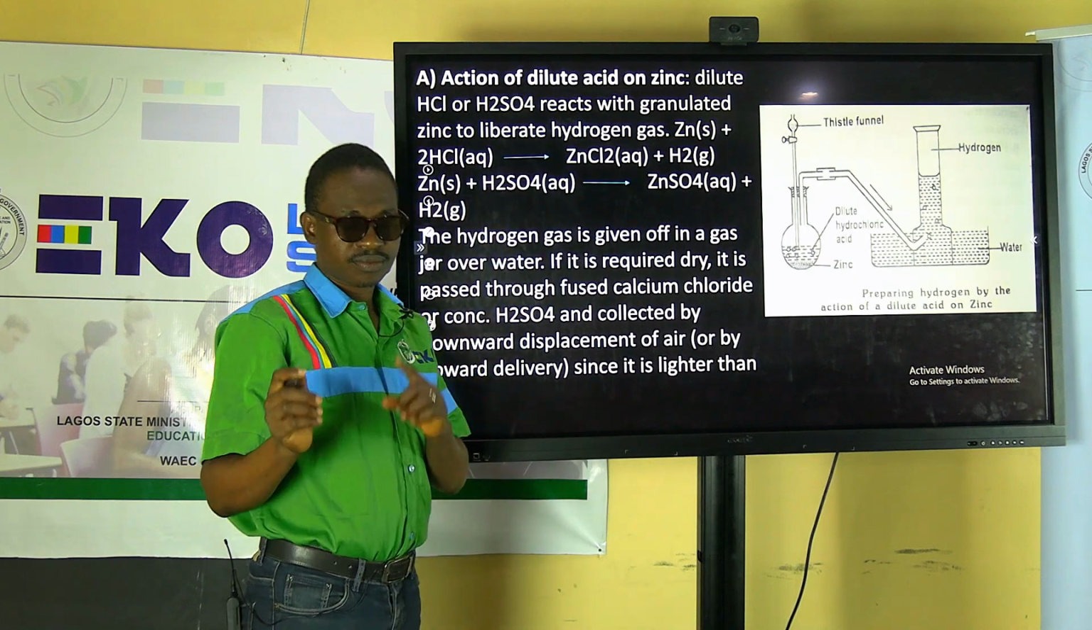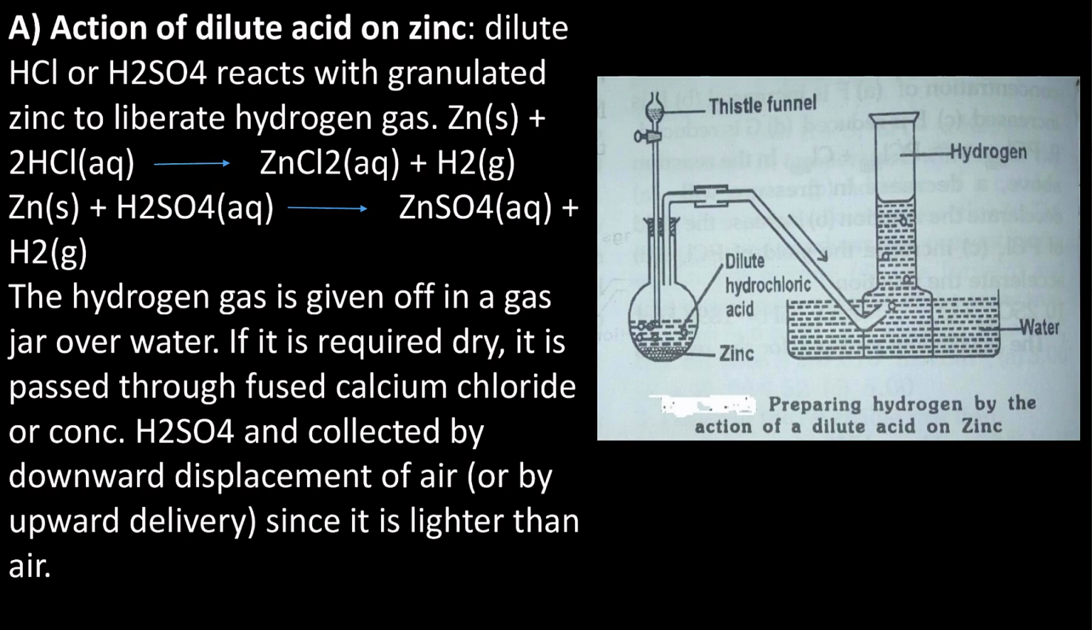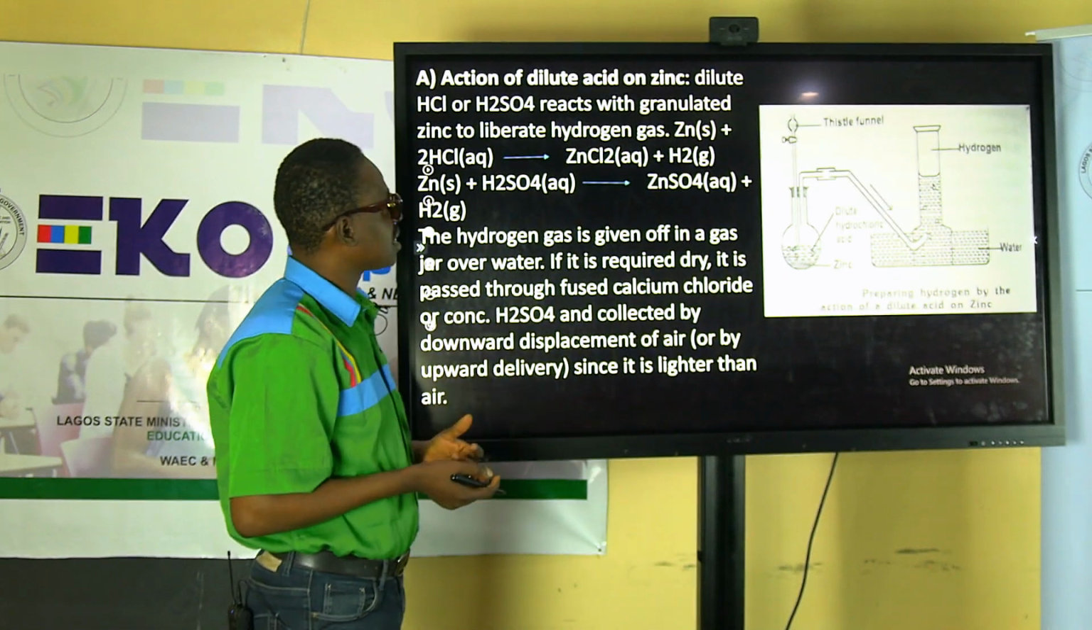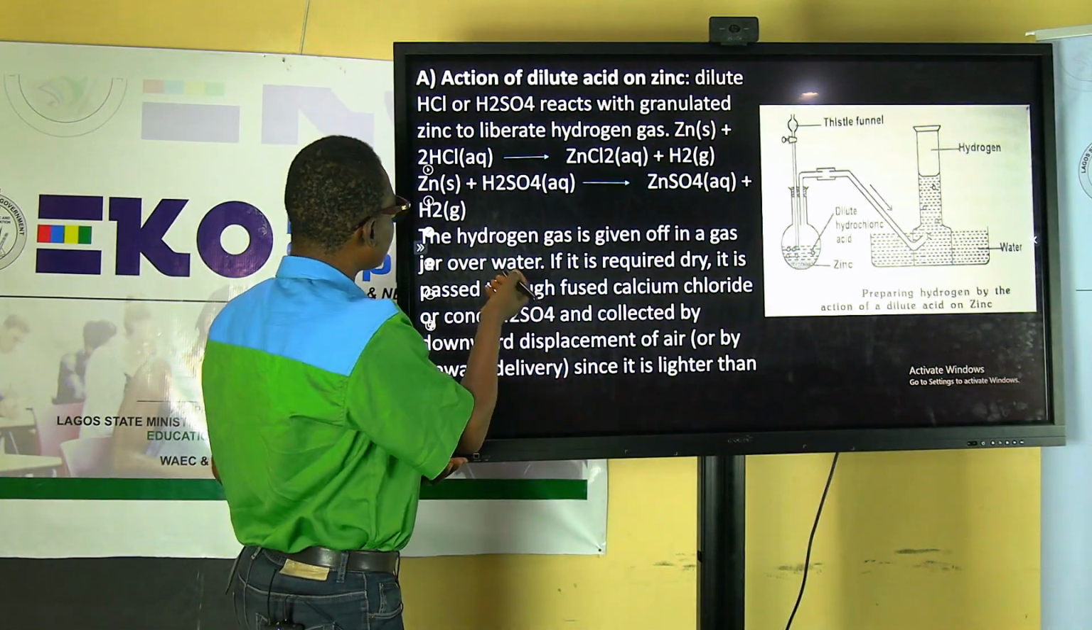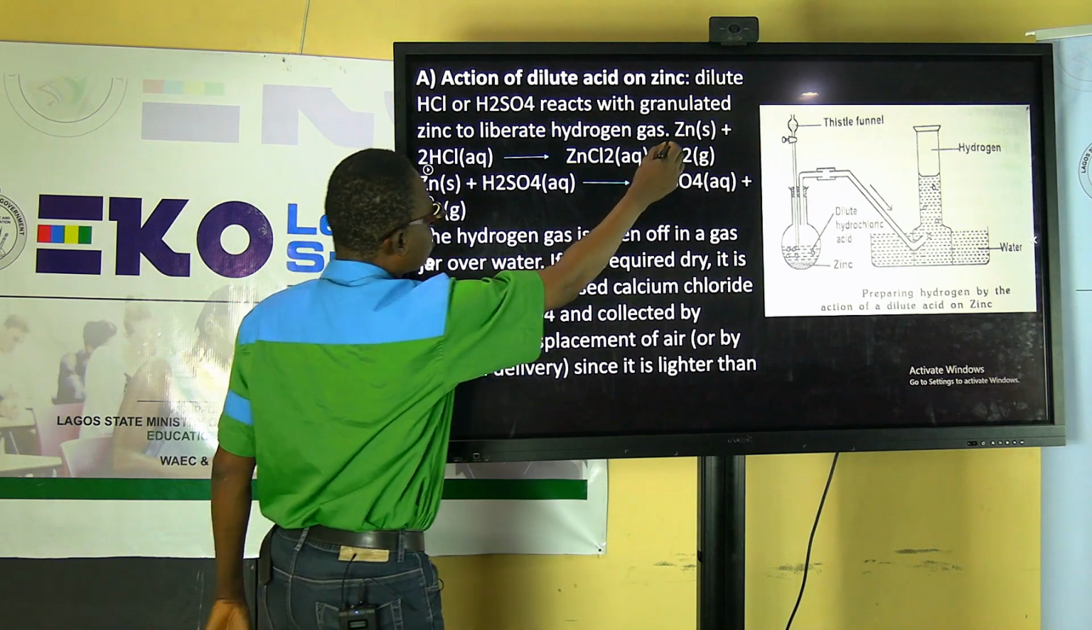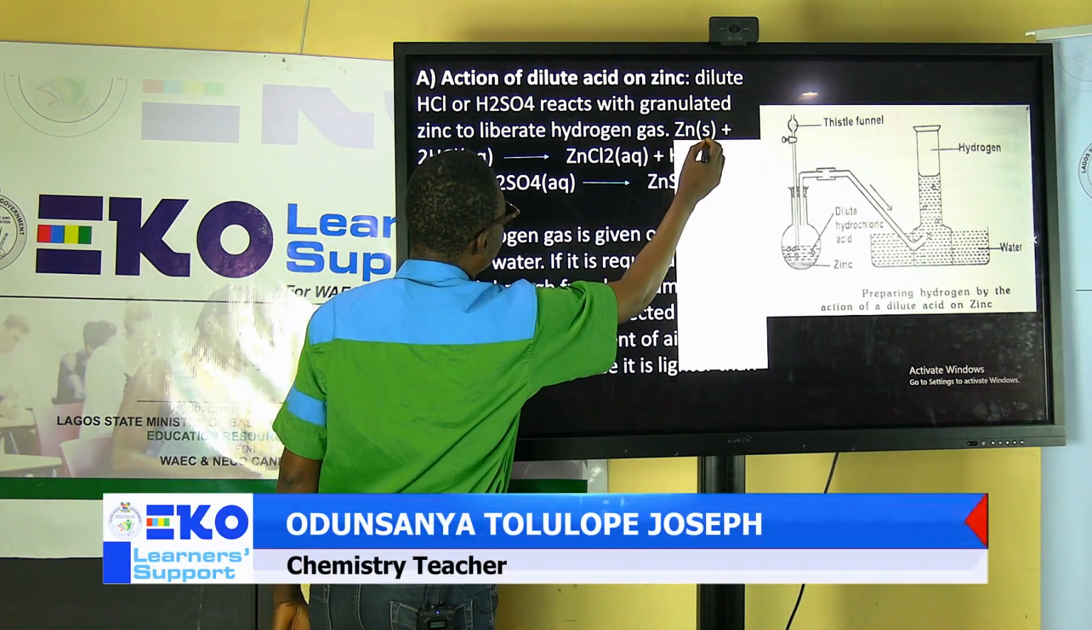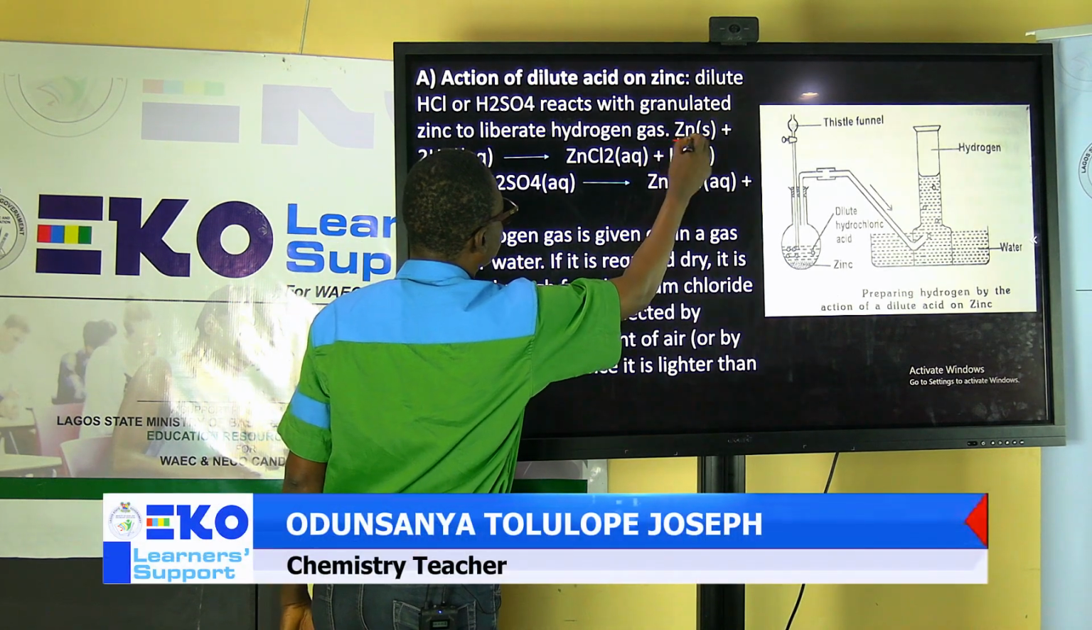Action of dilute acid on zinc. So dilute acid could be HCl or H2SO4. When it reacts with what? Zinc, it liberates hydrogen gas. As you can see here, you have hydrogen, and we have the zinc.